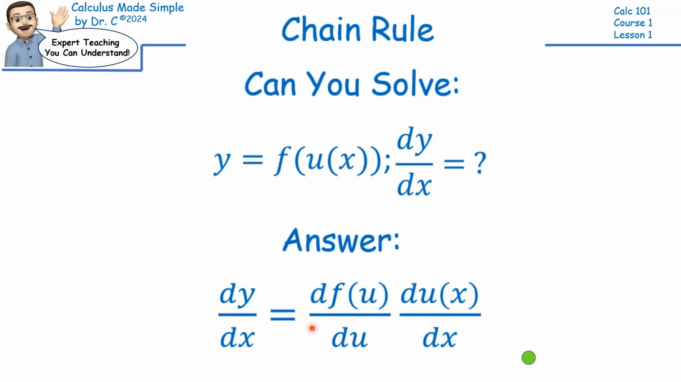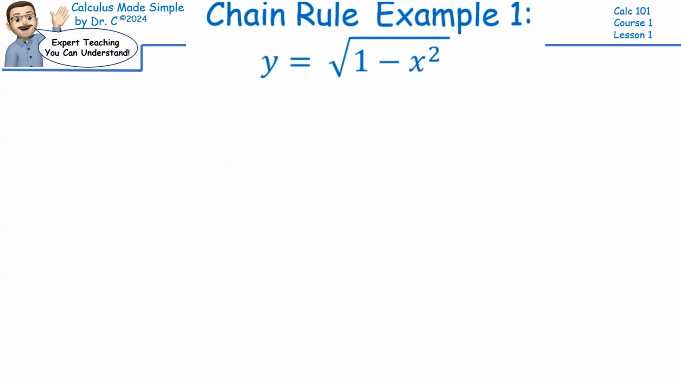So the answer is dy dx is equal to df of u with respect to du, times du dx. So we take the derivative of f with respect to u and then multiply it times the derivative of u with respect to x.